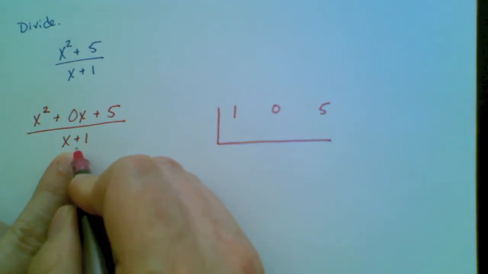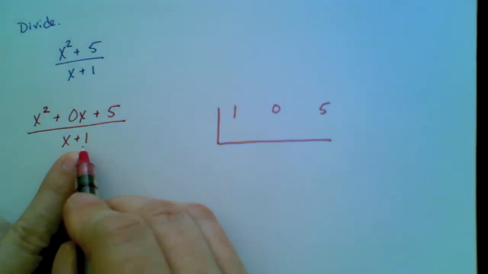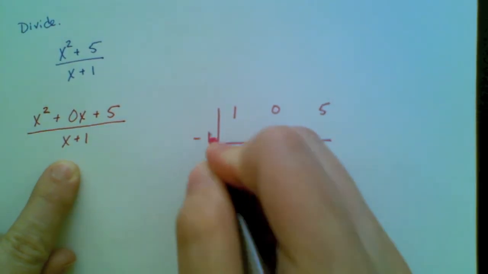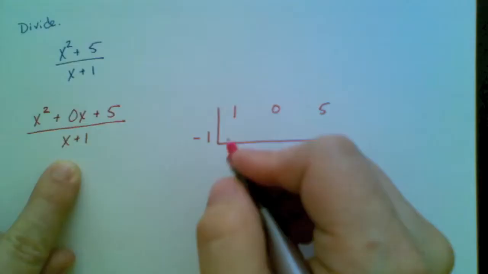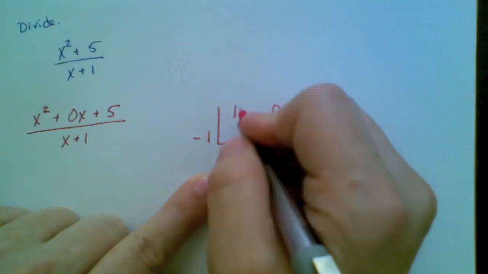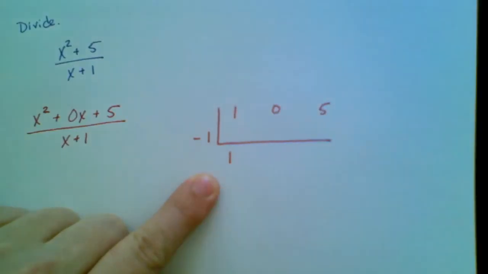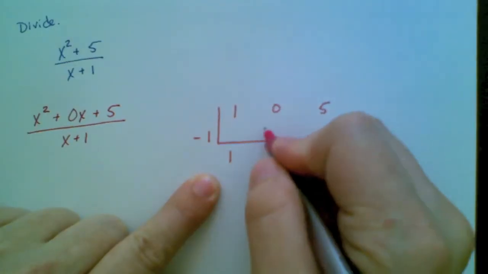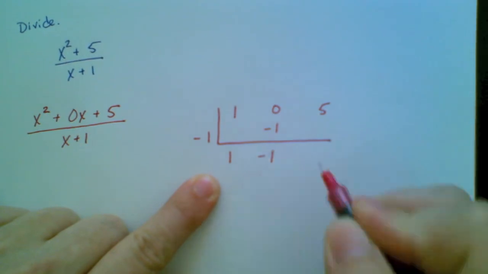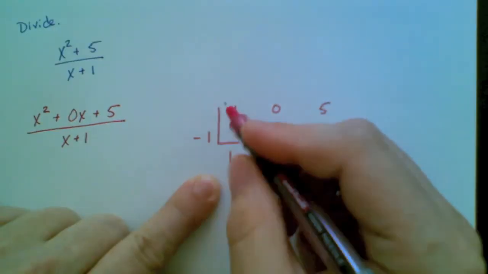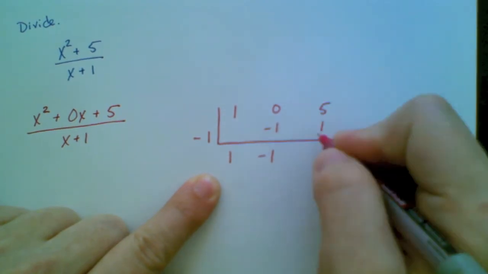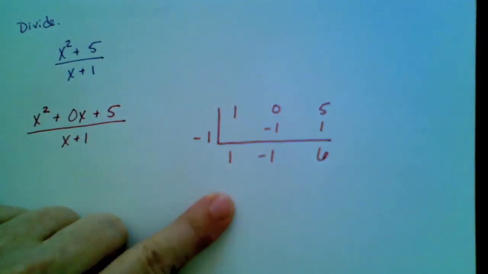And I've got x plus 1. Remember, we always take the opposite of this number. So that's going to be a negative 1. So now I'm ready to perform my synthetic division. I bring down the 1 first, then I multiply, so that'll give me a negative 1. Then I add, so that'll be a negative 1. And then negative 1 times negative 1 is positive 1. I add, and I get a 6.